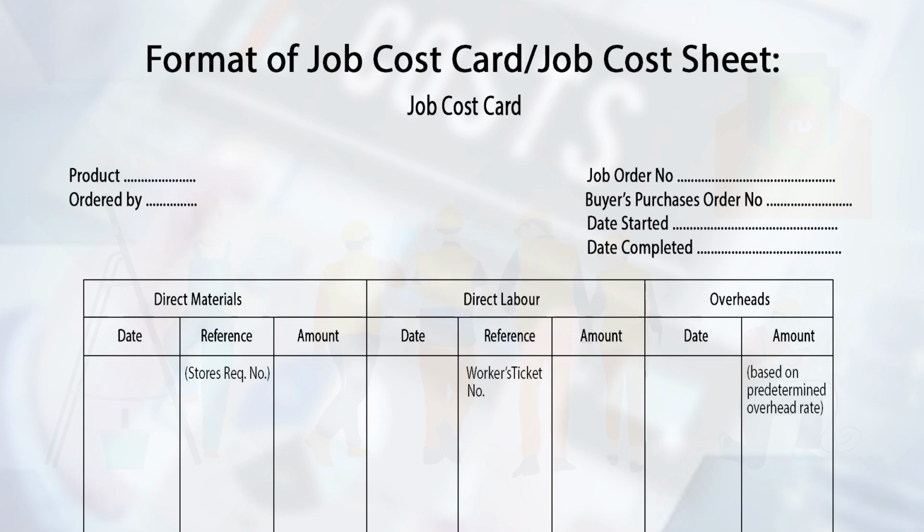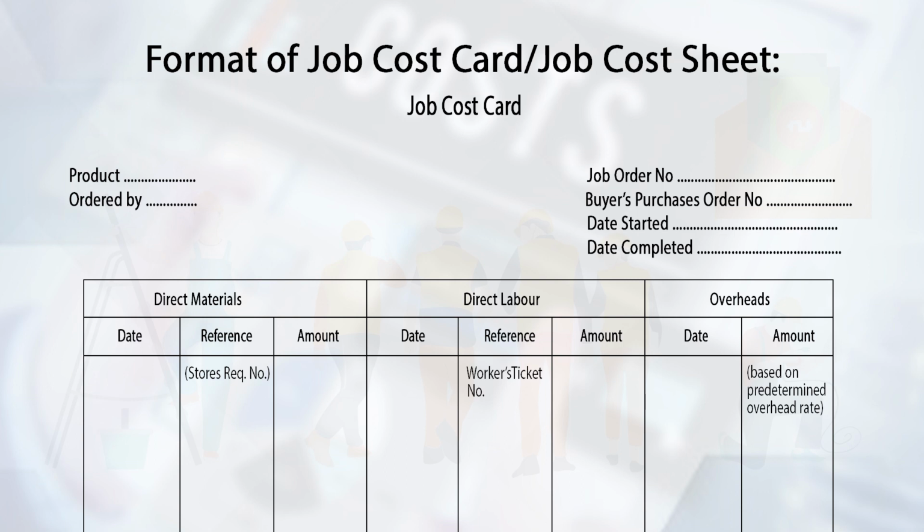Format of job cost card or job cost sheet. In the format, on the left hand side we will write the name of the product for which the job is ordered. We will write the name of the person by whom it is ordered. On the right hand side we will write job order number, buyer's purchase order number, date started, date completed, and we will also record details about direct material requirement, its amount, direct labor requirement, its amount, and allocation of overheads for that job order.